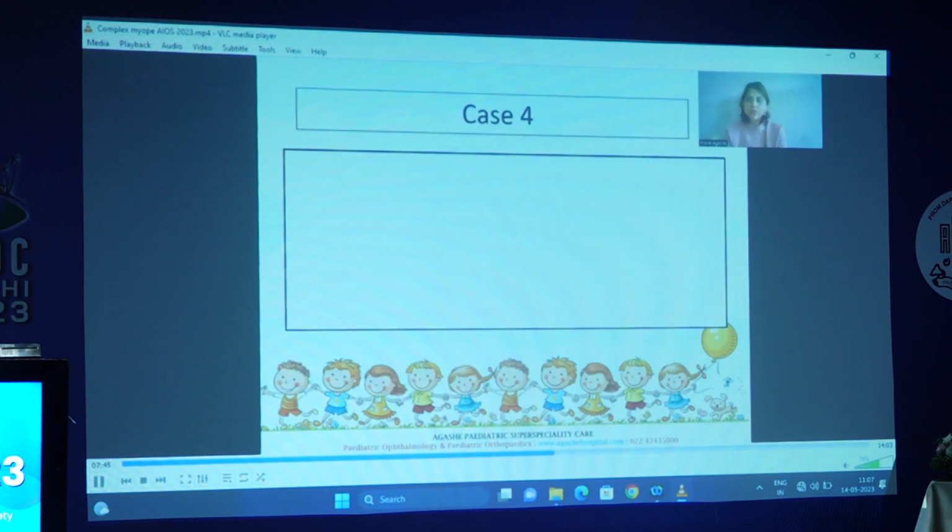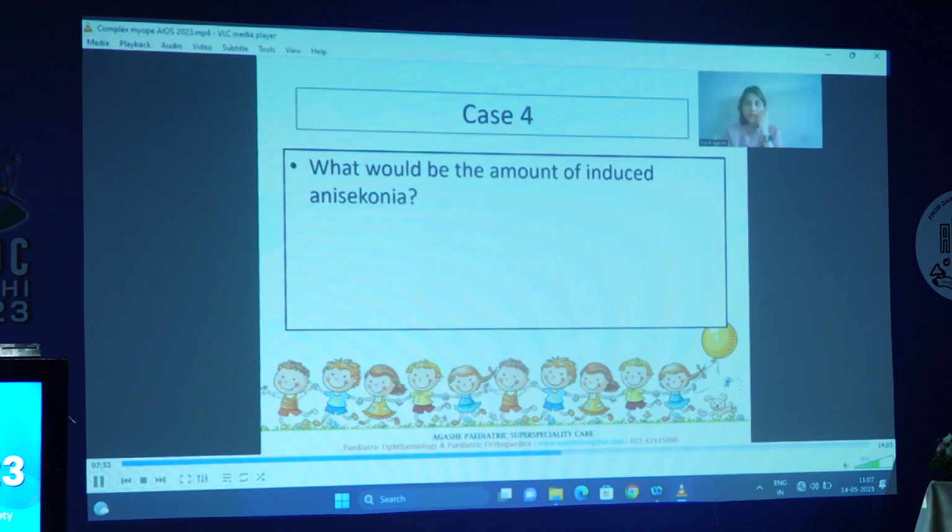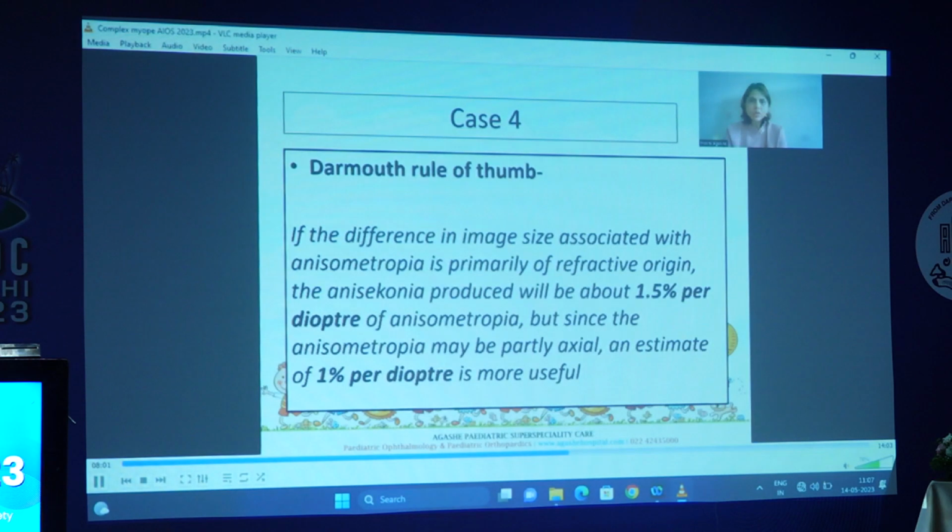So I'm going to take a minute to try and understand the glass prescription in these kids before moving on to talking about the control. So what is the factor that we need to look at in these patients is what would be the amount of induced aniseikonia. And should we undercorrect in view of aniseikonia? So, stating this rule called as Dartmouth's rule of thumb for aniseikonia, if the difference in image size associated with anisometropia is of refractive origin, then aniseikonia produced will be about 1.5% per diopter of anisometropia. But since the anisometropia may be partly axial, an estimate of 1% per diopter is more useful.